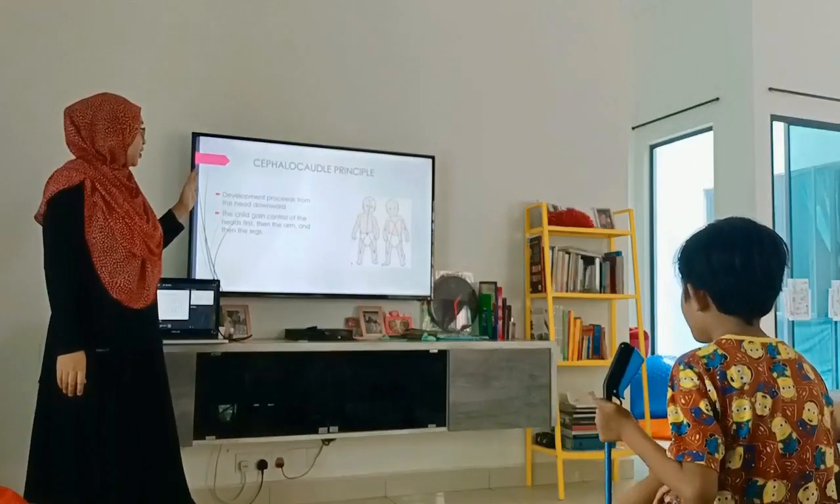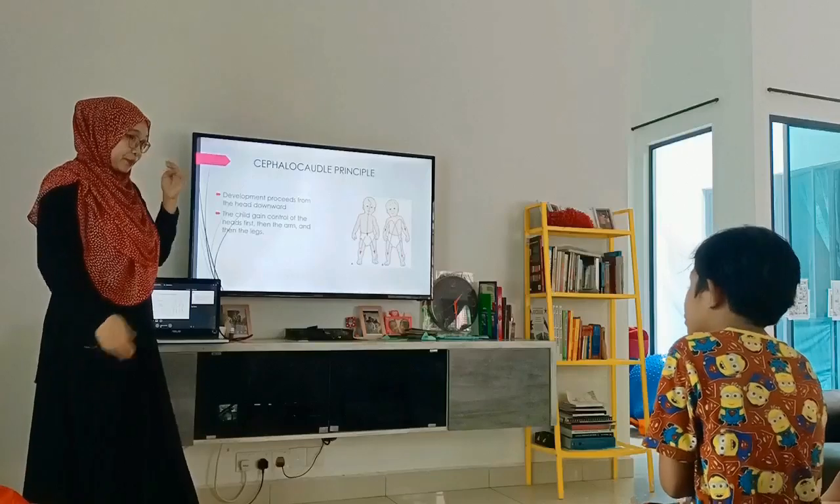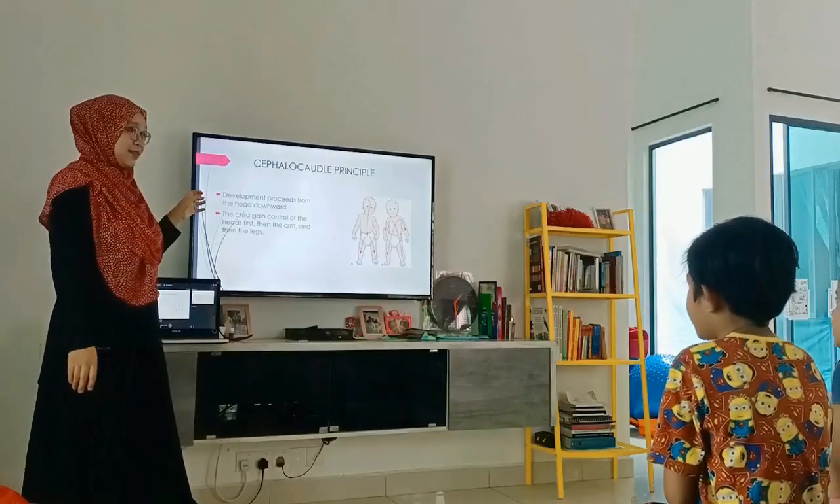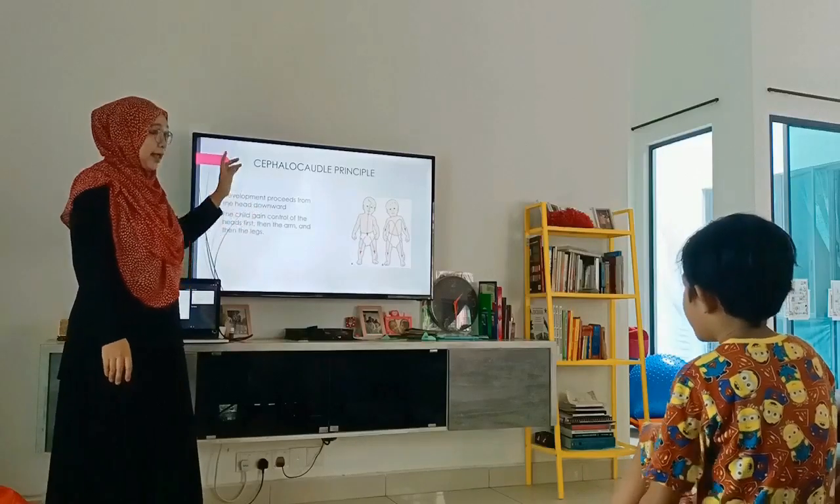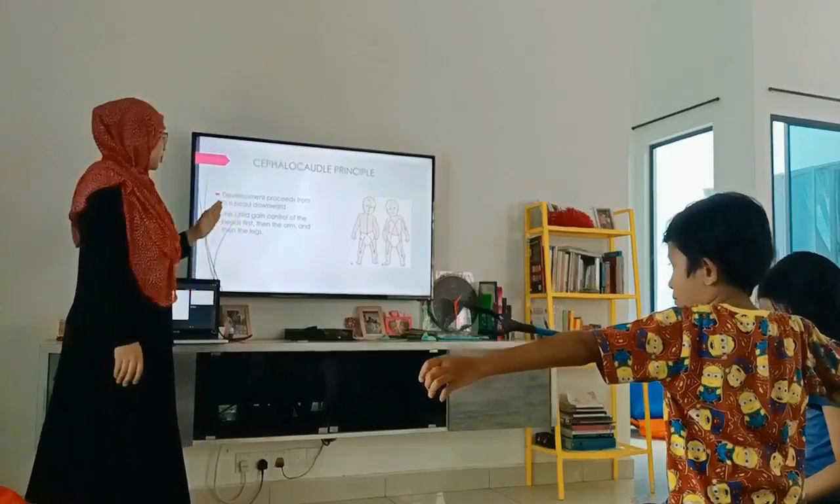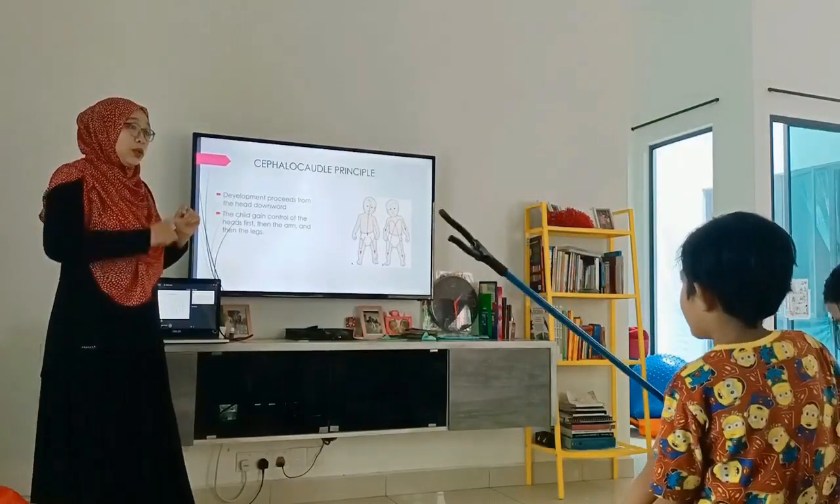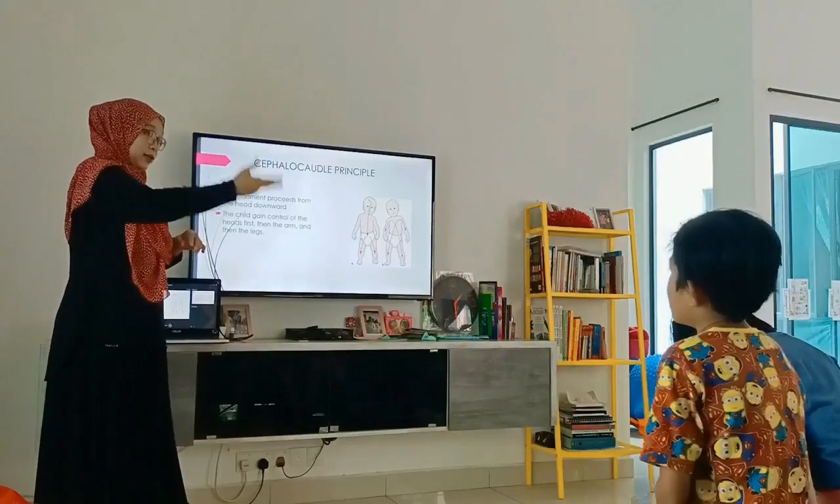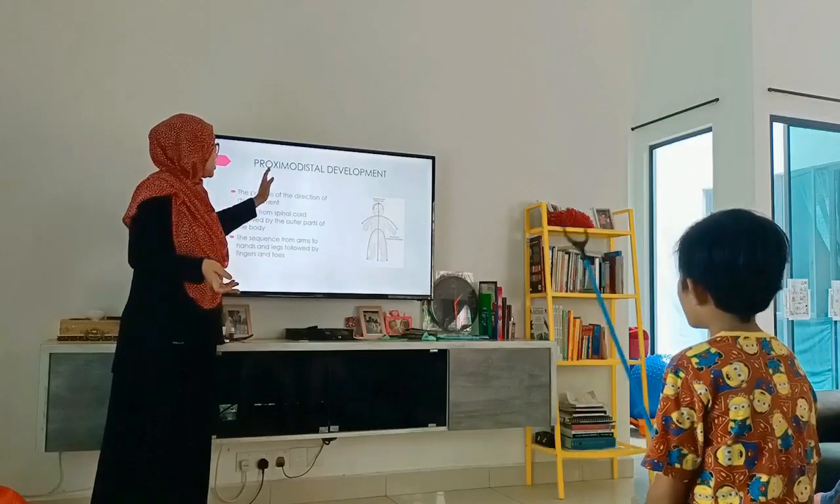It is the development process from the head downwards. Head, shoulders, knees, and toes. The child gains control of the head first, then the arm, and last is the leg. Okay, good. We will look at it further. I will explain further.